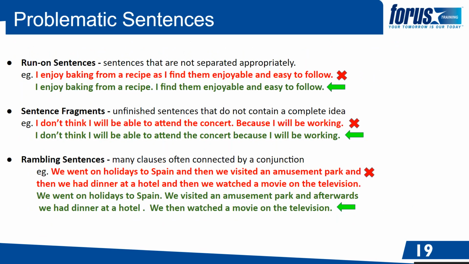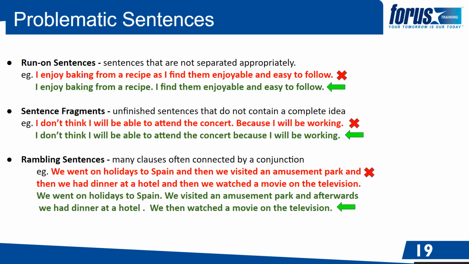Problematic sentences are outlined below. One type is run-on sentences. These are sentences that are not separated appropriately. For example, I enjoy baking from a recipe as I find them enjoyable and easy to follow. It should read, I enjoy baking from a recipe. I find them enjoyable and easy to follow. Better split in two.